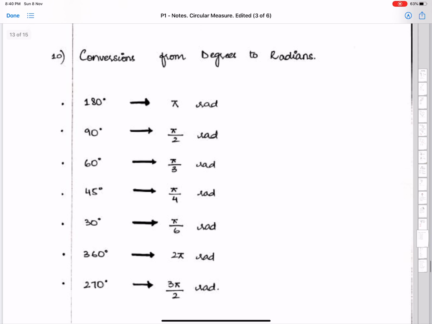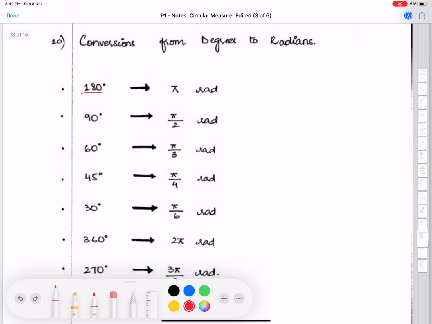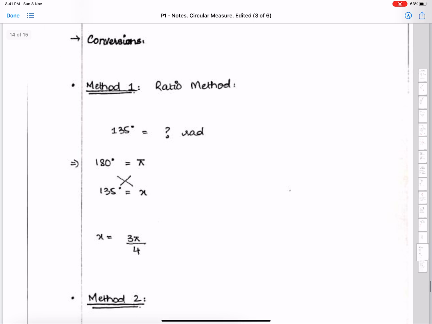Conversion from degrees to radians. Well, these are some important conversions. 180 degrees is equivalent to pi radians, 90 is pi by 2, 60 is pi by 3, 45 is pi by 4, 30 is pi by 6, 360 is 2 pi, and 270 is 3 pi by 2. You must know these things, and this will help you during the calculations.